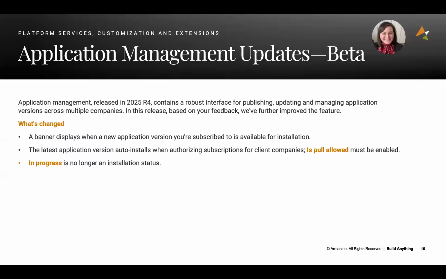This would also apply if you've got the older version of Sage Fixed Assets, the SIG version of Fixed Assets. That is a module that requires upgrading from time to time, and so now you will have a banner that alerts you when that is allowed. You will also have the ability to set up an auto install process for some of these subscriptions and installs of the latest versions of these different modules. So you would just go into the settings and enable the is pull allowed feature, and that way those upgrades will automatically install.